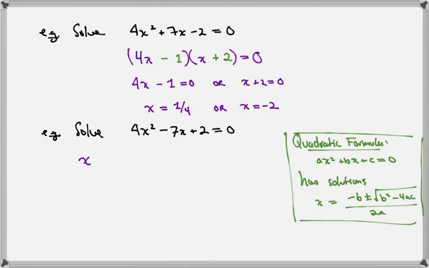So x is, up top, negative b. Well, b is minus 7, so it would be the opposite of minus 7. Plus or minus the square root of b squared. The minus sign goes away when I square negative 7. It'll be 49 minus 4 times a times c. So 4 times 4 times 2. And then 2 times 4. And then we're just going to simplify.